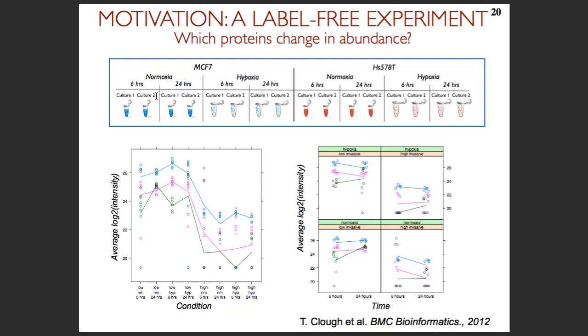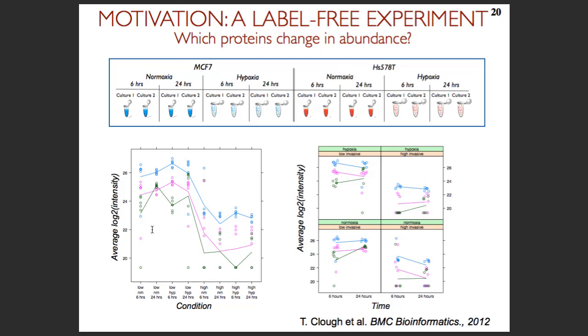And in addition to this, they also had multiple replicate cell cultures, and within cell cultures, there were also multiple instances of sample preparation, and then also multiple mass spectrometry runs. And this would be one example from this study, one particular protein. So here, the x-axis is a combination of all the treatments, each point is a spectral feature, and the color indicates a peptide for this protein.